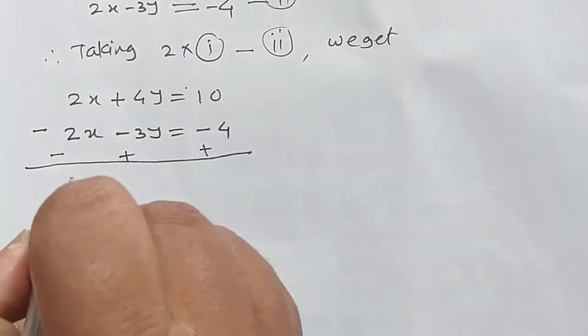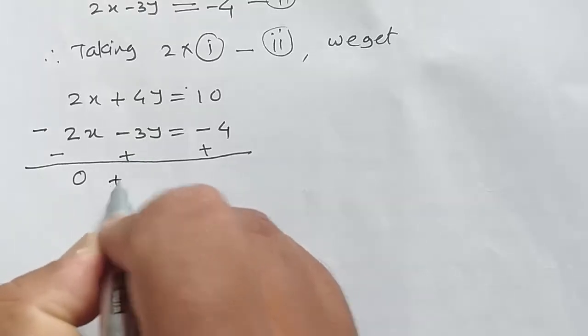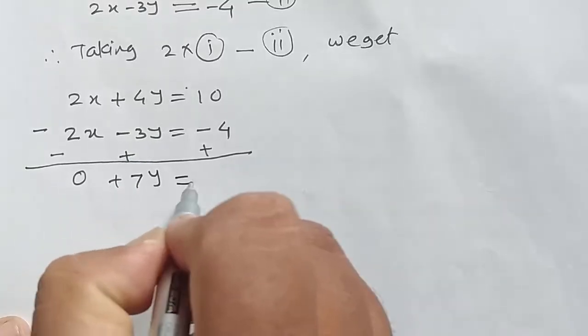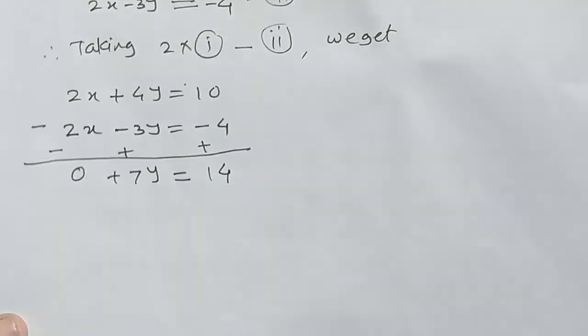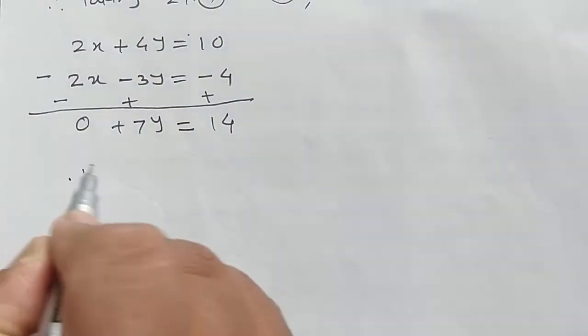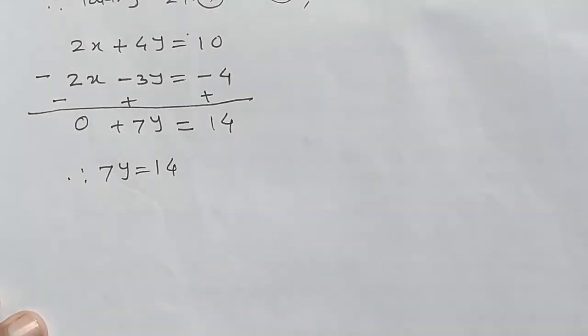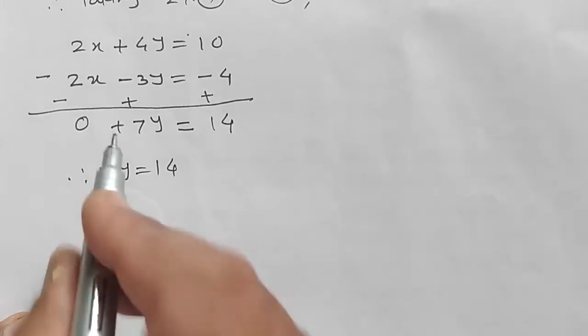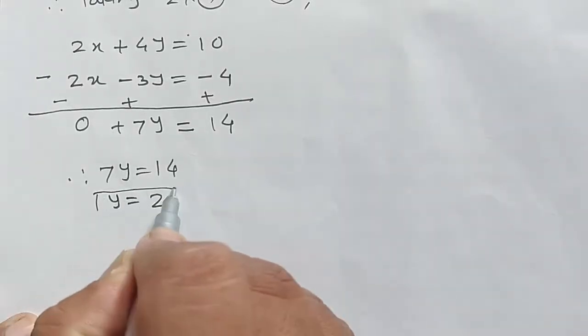2x minus 2x is 0. 4y plus 3y, that is 7y, is equal to 10 plus 4, which is 14. Therefore, 7y = 14. Dividing by 7, we get y = 2. So this is the value of y.